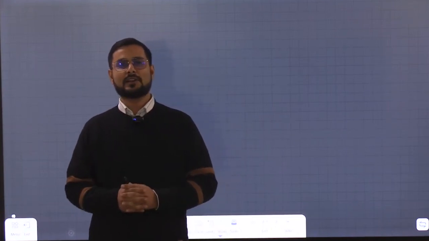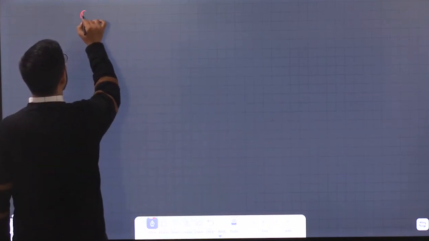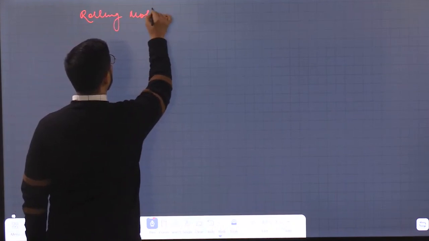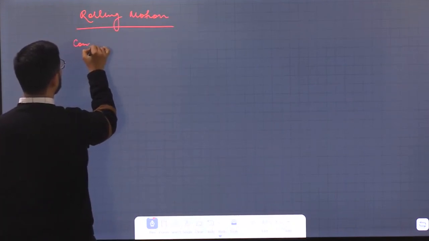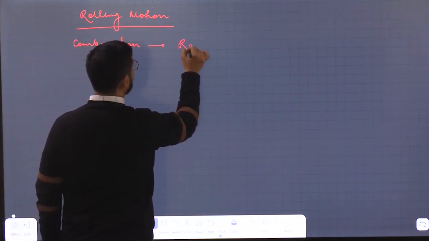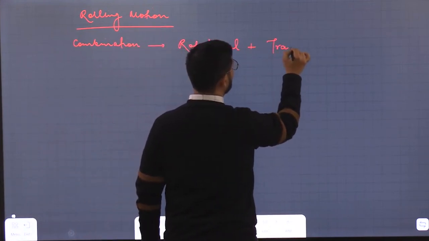So today, dear class, we are going to discuss another important topic from the chapter Rigid Body Dynamics, that is rolling motion. So what actually is rolling motion? Rolling motion is a combination of rotational and translational motion. Now, let's write it. Rolling motion is a combination of rotational and translational motion.